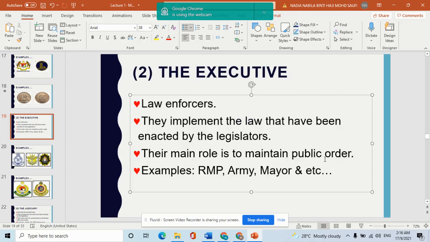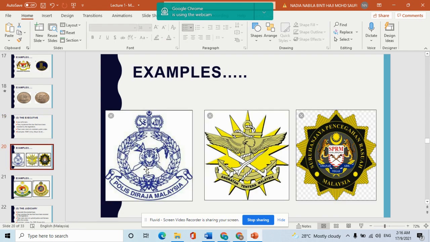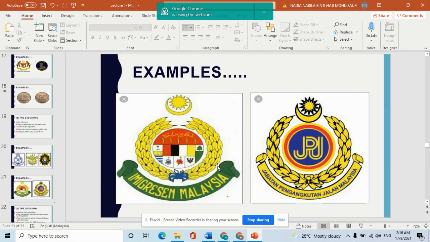All those are listed under the executives of the government. So these are some examples: Polis Diraja Malaysia, RMP, Royal Malaysian Police, Angkatan Tentera Malaysia, the Army, Suruhanjaya Pencegah Rasuah Malaysia, Immigration Malaysia, JPJ Malaysia, Jabatan Pengangkutan Jalan Malaysia.